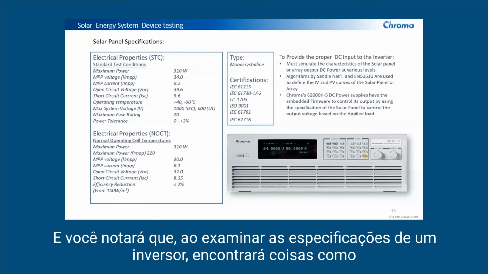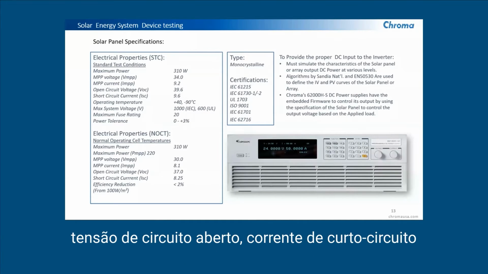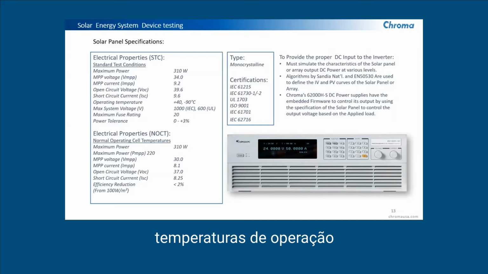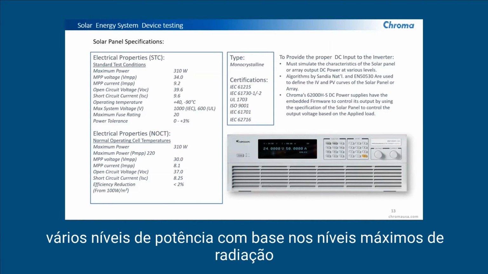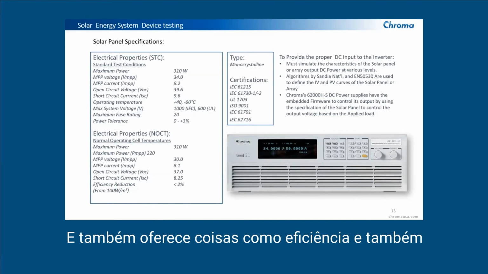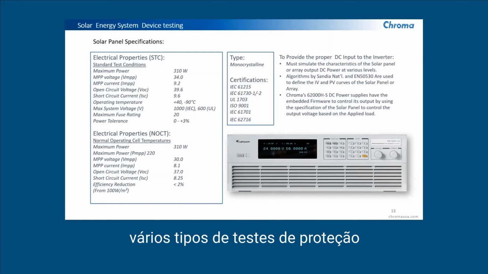You'll notice that when you look at the specs on an inverter, you'll find things like open circuit voltage, short circuit current, operating temperatures, and various power levels based on maximum radiation levels. It also gives you things such as efficiency and various types of protection tests.